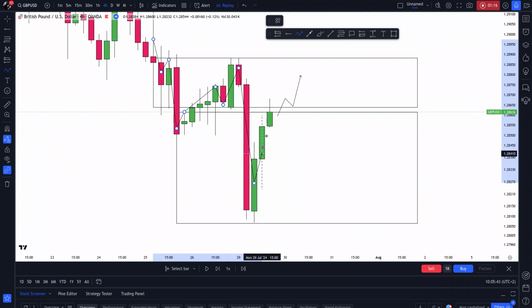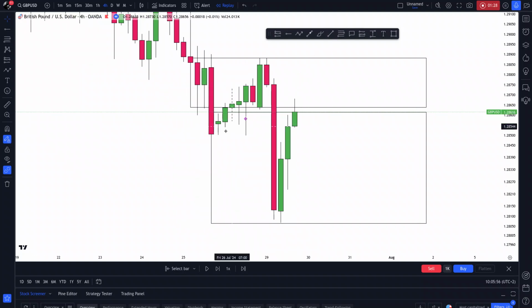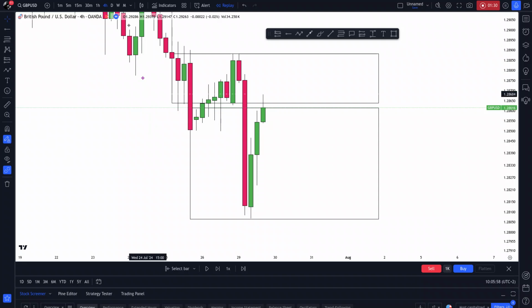So we can anticipate price broke in, so now we could be looking for that continuation to the downside. But in order to understand, these major zones can play a huge role for those long-term goals and rewards.